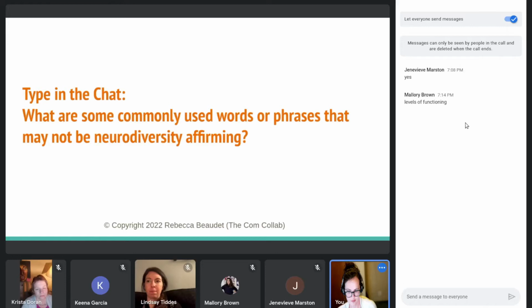Defiant, non-compliant, difficult. Thanks, Kina. Yeah, so really all of these examples are putting the blame on the disabled person and looking at them with a deficits-based lens. Mallory says using words like kiddo when you're talking about an older child.